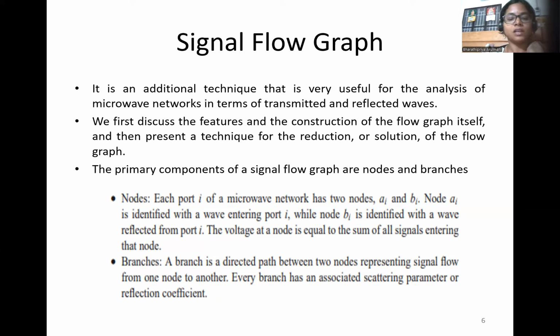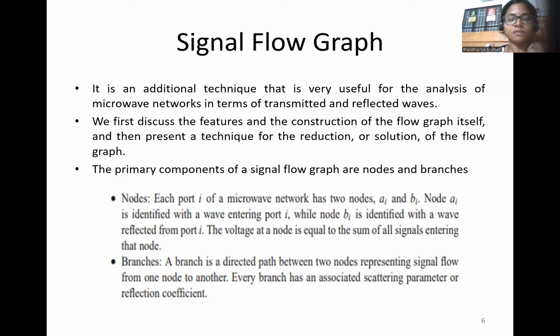So the benefits of a signal flow graph are the identification of signal flow issues in the circuit, then it enables accurate modeling of complex systems, and it provides insight into the system performance.